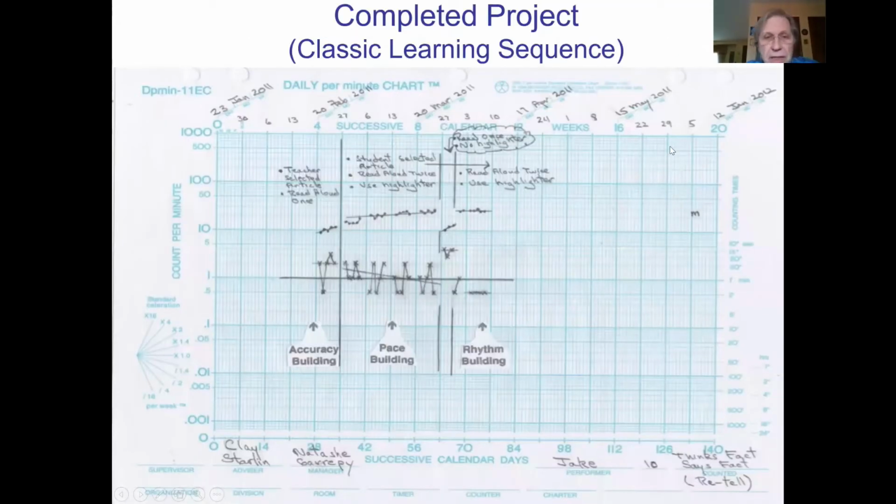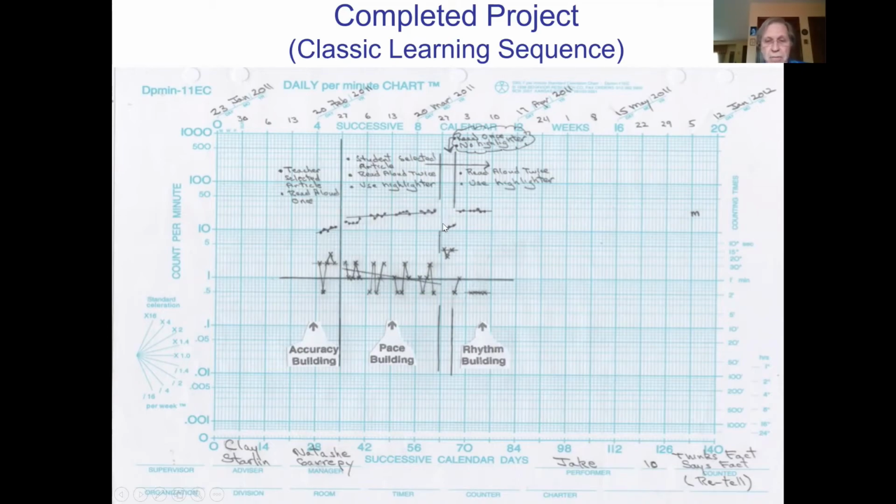Here's a completed project with a classic learning sequence. This is Jake, who's 10 years old, who's doing think fact, say fact, which is a retell process. So Jake reads an article and then summarizes orally his performance. The dots represent corrects and the X's incorrects. So Jake starts around 10 correct with a couple errors. This is the accuracy building phase. With some interventions, we get some nice growth in correct and some decrease in incorrect.